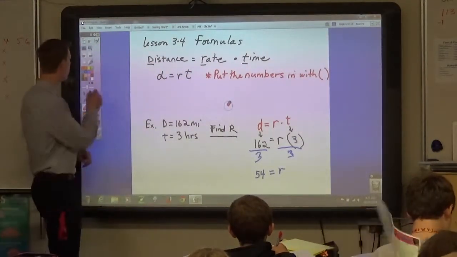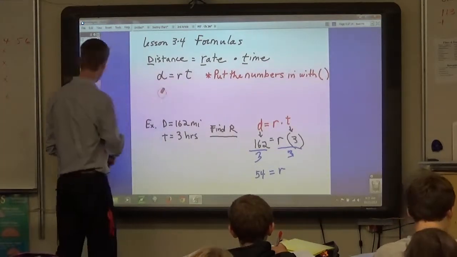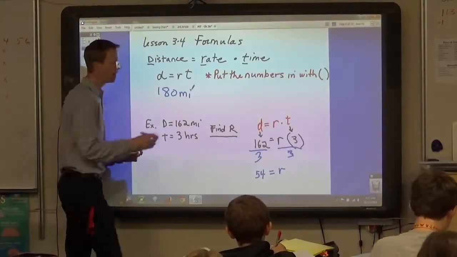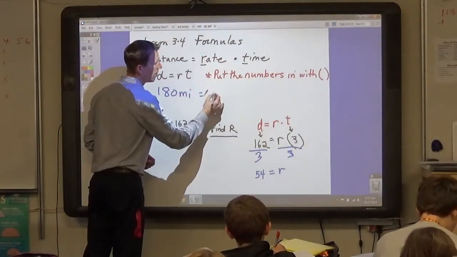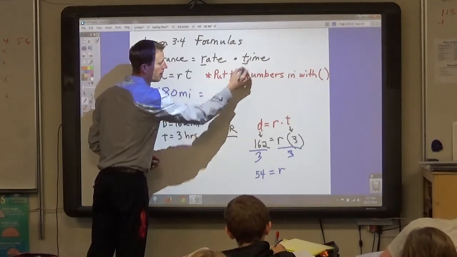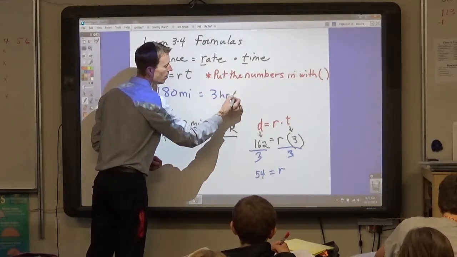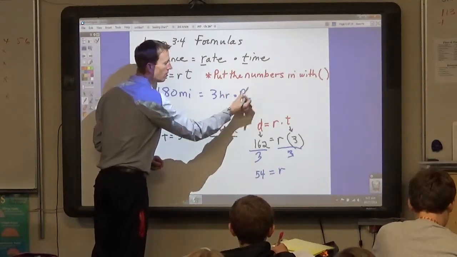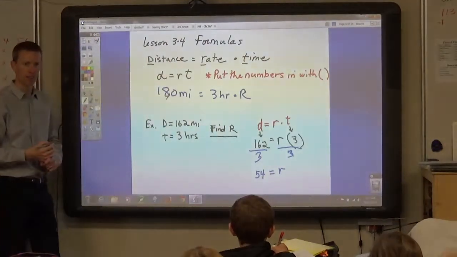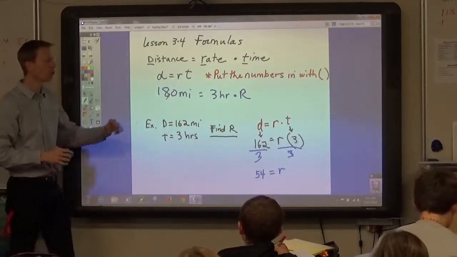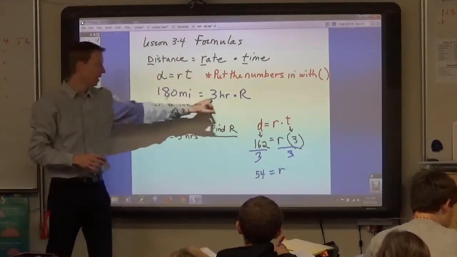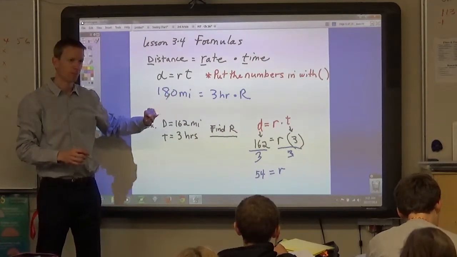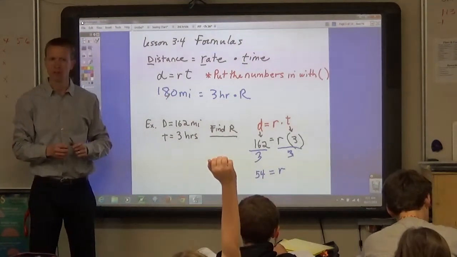Okay? If you're given 180 miles and you traveled for 3 hours, the time of 3 hours, we know that 3 times the rate also equals the distance. So how would you solve this then? What algebraic equation do we have here? If we just use the numbers.